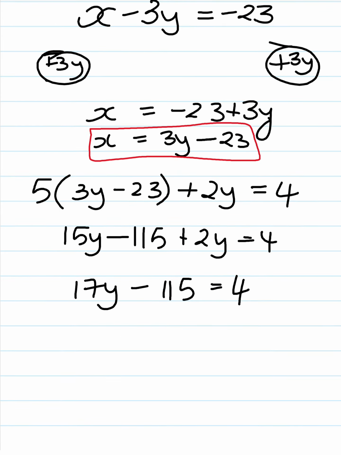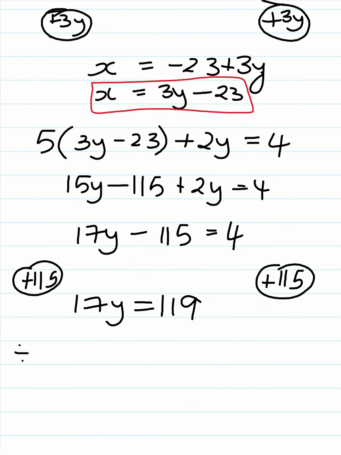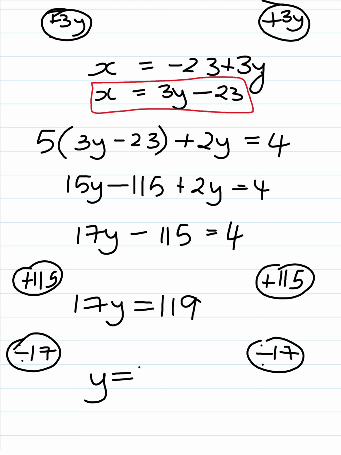Now let's add 115 to both sides to try and get y on its own. And we get 17y is equal to 119. Finally, let's divide by 17 to get y is equal to 7.